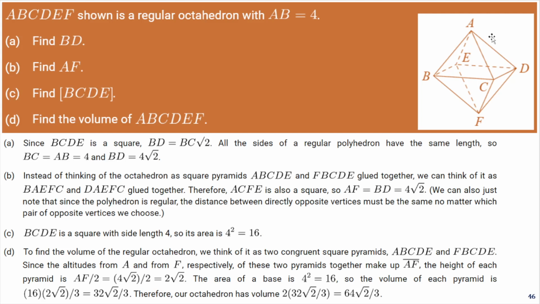Second, instead of thinking of the octahedron as a square pyramid, ABCDE and FBCDE glued together, we can think of it as BAEFC and DAEFC glued together. Therefore, ACFE is also a square, so AF equals BD, which equals 4 square root 2. Of course, we can also just note that since the polyhedron is regular, the distance between directly opposite vertices must be the same no matter which pair of opposite vertices we choose, right?